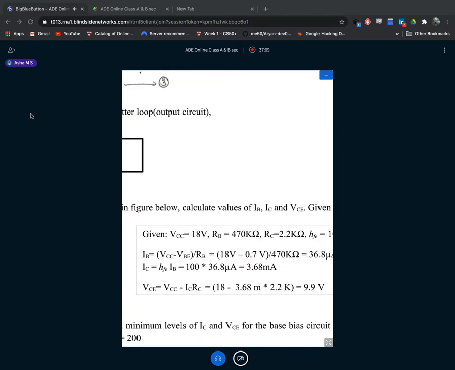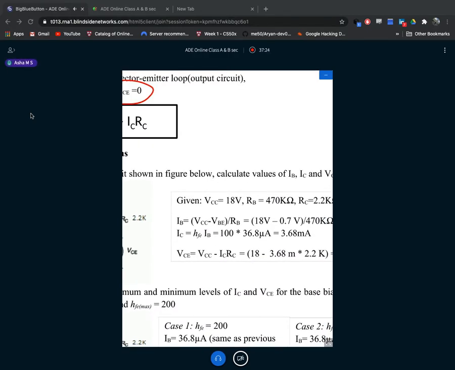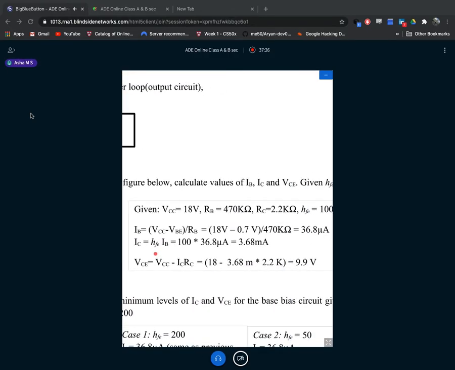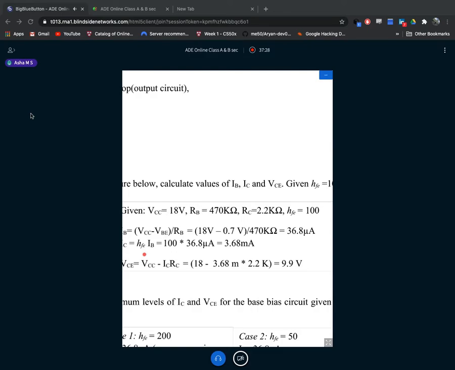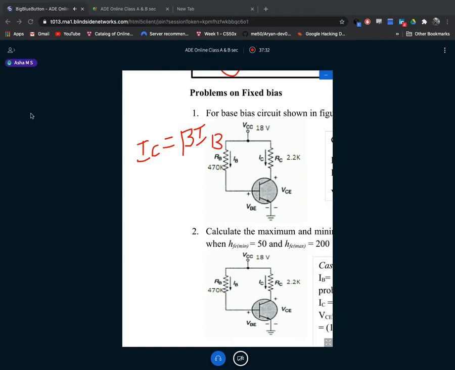Where is the IC value? So if you want the formula, you can ask. I'll display the formula again. No response from all the three sections. Okay, A section people are typing something, but you are not sending it.